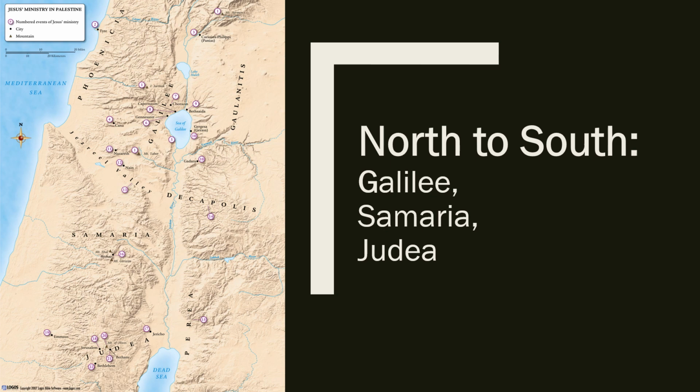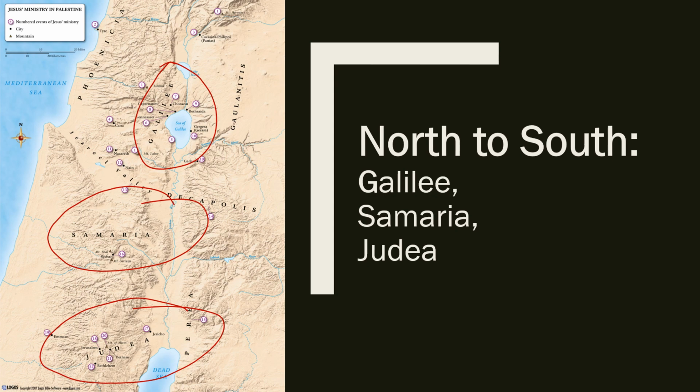Let's talk about the region specifically. North to south, we have Galilee. Galilee is up here in the north. You see the Sea of Galilee there. Jesus had many adventures on and around that sea. Samaria is in the middle, and then Judea is here in the south by the Dead Sea. So Galilee in the north, Samaria in the middle, Judea in the south. Let's look at each of these in turn.